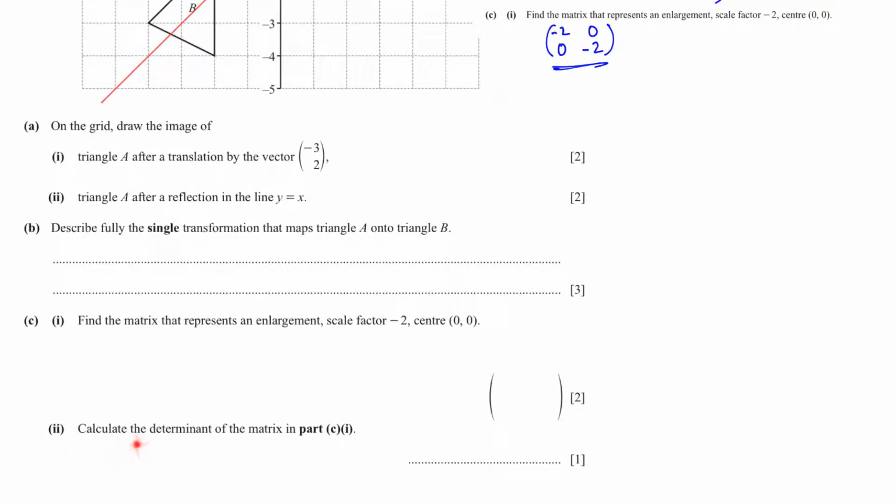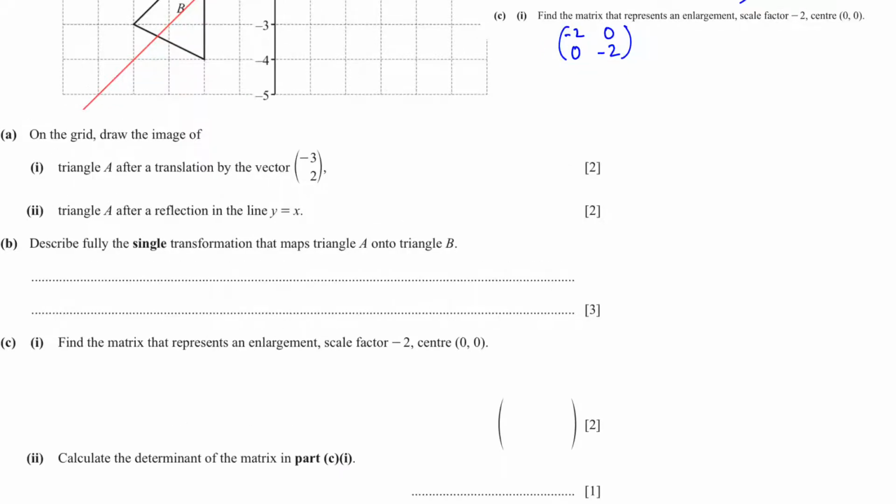C2. Calculate the determinant of the matrix in part C1. To find the determinant, suppose you have matrix A, B, C, D, we will do A times D minus B times C. So we have in this case here negative 2 multiplied by negative 2 minus 0 multiplied by 0, which is a 0. So the answer is going to be 4.